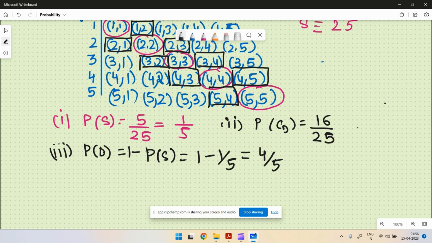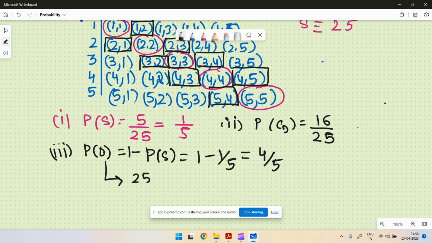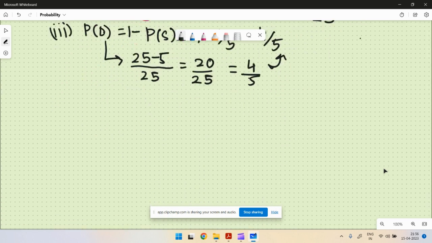Alternatively, you can see that only 1, 1, 2, 2, 3, 3, 4, 4, 5, 5 are the outcomes where both visit on the same day. So the probability of different days can alternatively be written as: the sample space 25 minus 5 outcomes where they visit on the same day, upon total 25. That is 20 by 25. Divide numerator and denominator by 5, which gives 4 by 5, the same answer. This is the answer. Simple question, just need to think logically.